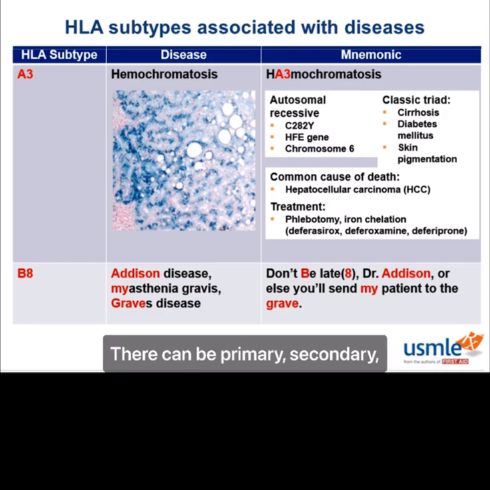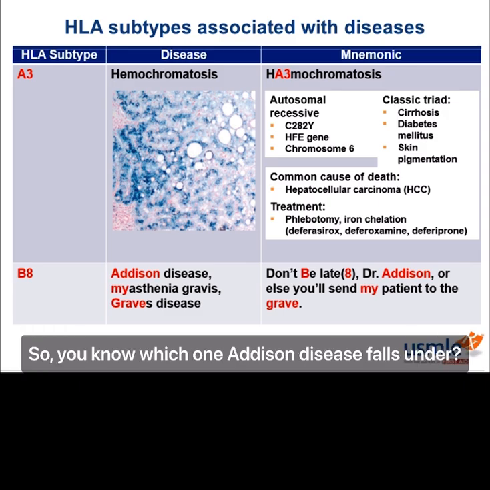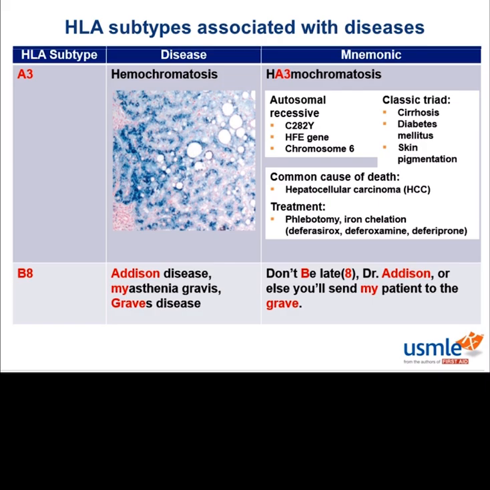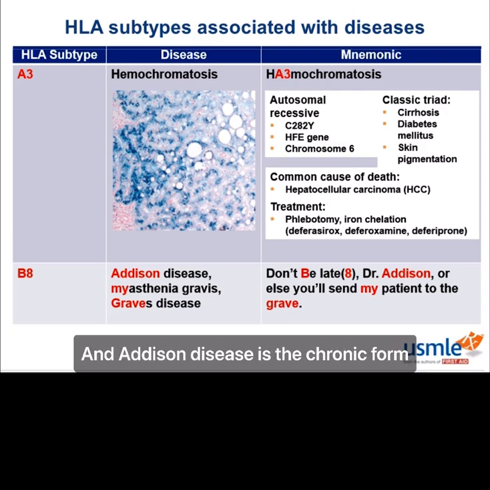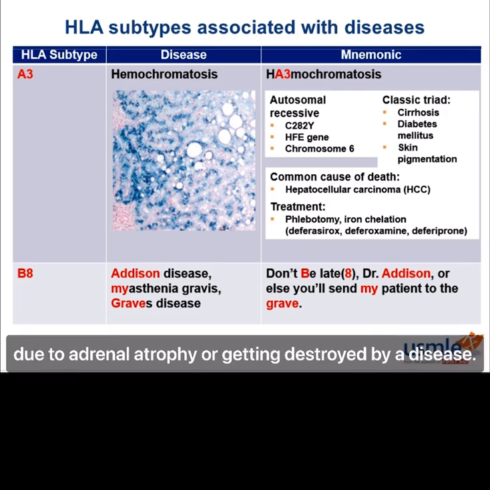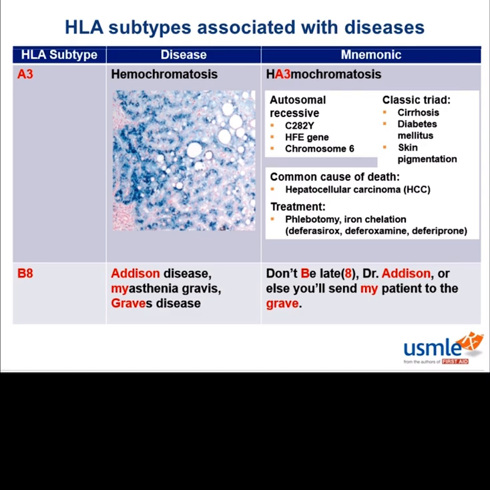There can be primary, secondary, and even tertiary adrenal insufficiency. Do you know which one Addison disease falls under? You're right if you said primary. It's due to a problem of the adrenal glands themselves, and Addison disease is the chronic form of primary adrenal insufficiency due to adrenal atrophy or getting destroyed by a disease.